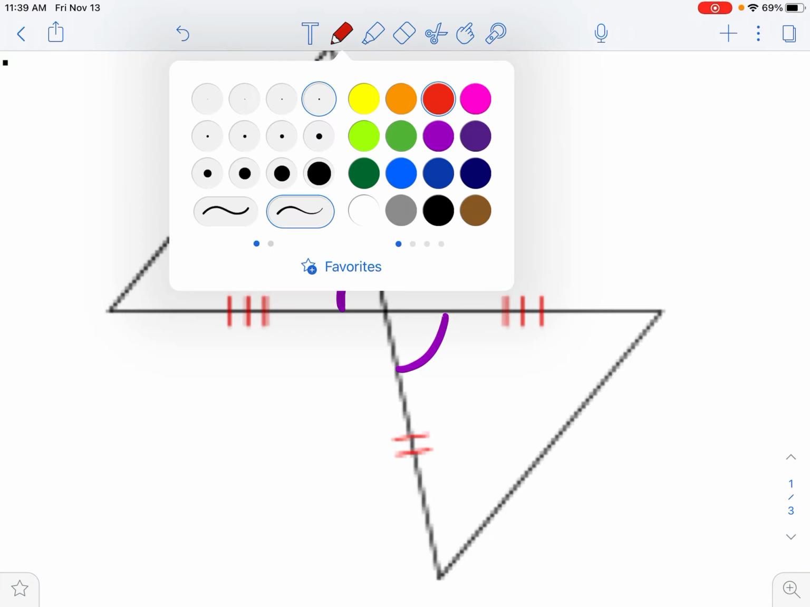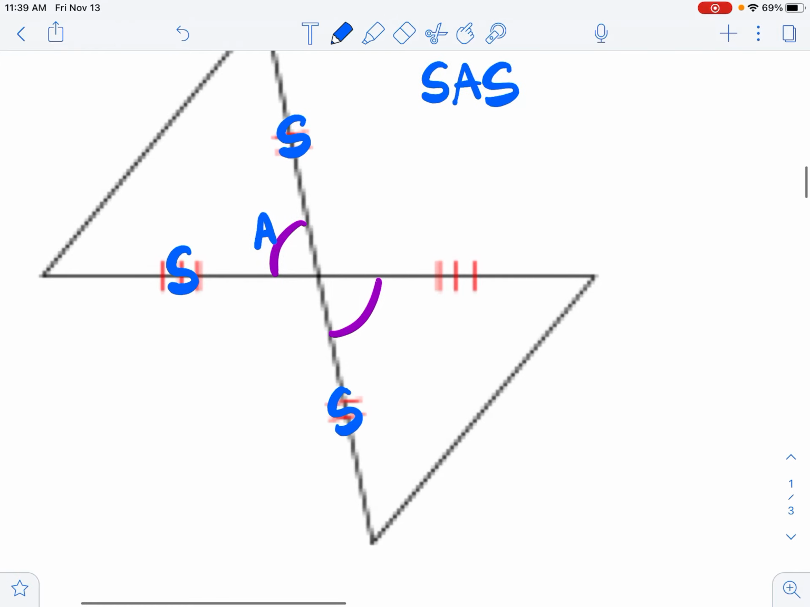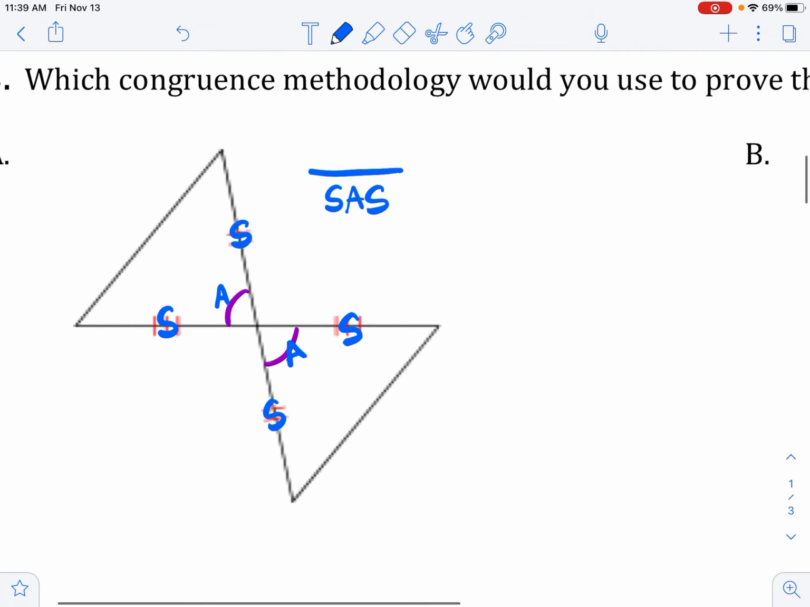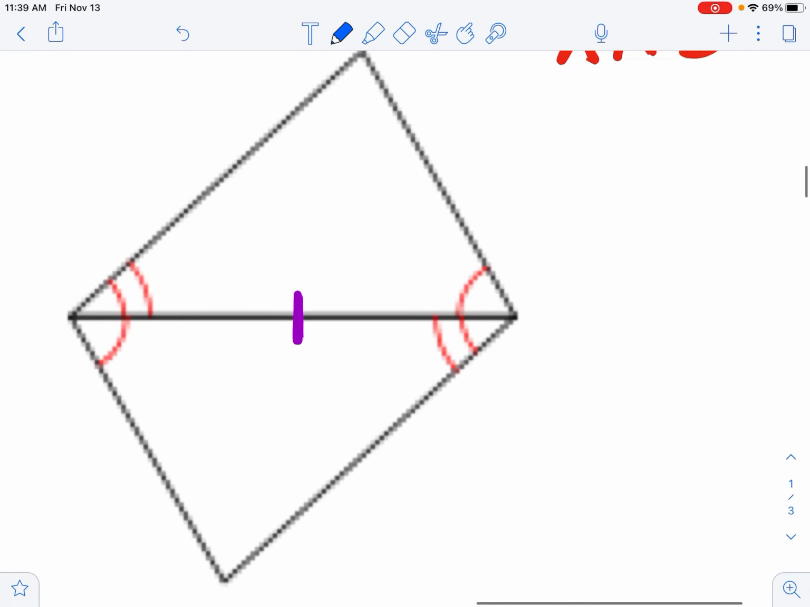All right, let's go back to this one here. I'm not going to look for what they have in common. I'm going to look for what each triangle is. This is an S and an S and an A in between. So that is SAS, or side angle side. Now I'm going to confirm with this one. S, S, A in between, that's also side angle side. So these two triangles are congruent by side angle side.